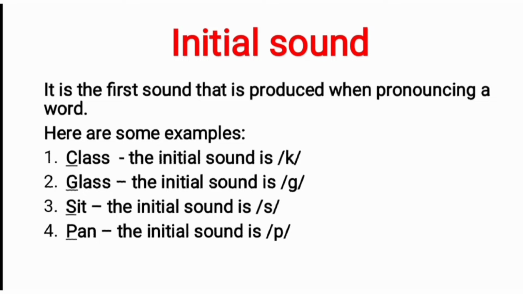Here are some examples. Example 1, class. The initial sound is k. Glass. The initial sound is g. Sit. The initial sound is s. Pan. The initial sound is p.